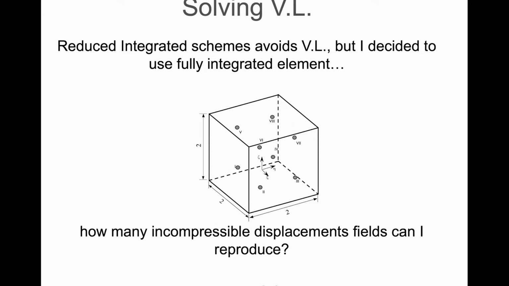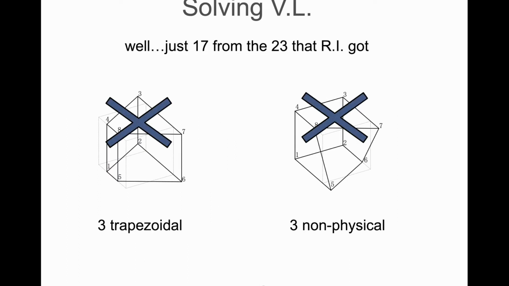Okay, the reduced integrated element avoids volumetric locking, but what happens when I switch from 1 point in the center to 8 points? So the fully integrated element, as you see in the books. So from the 23 deformation patterns that you can get with reduced integration, only 17 can be done using the fully integrated element. So if you try to reproduce these deformation modes, you are going to have 0 displacements, okay? So it's impossible. So that's why the standard finite element suffers from volumetric locking, okay?